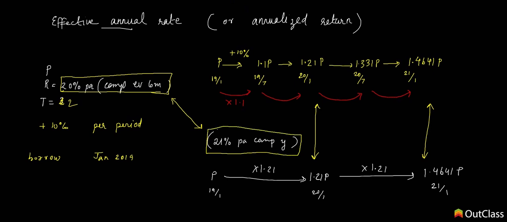And another way of saying that would be to say that the effective annual rate for this scheme is 21% per annum compounded annually. The annualized return for this particular scheme, where you get 20% per annum but it's compounded every 6 months, is actually 21% per annum compounded annually. And that's basically what this concept is.